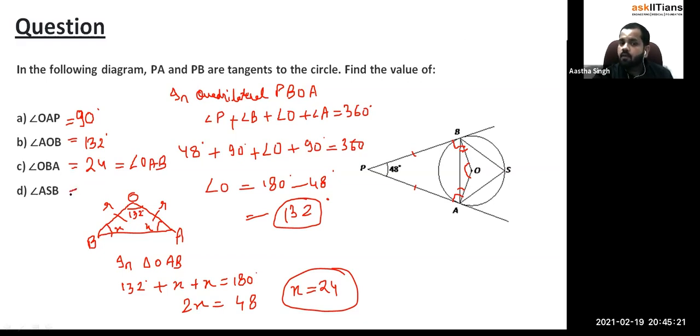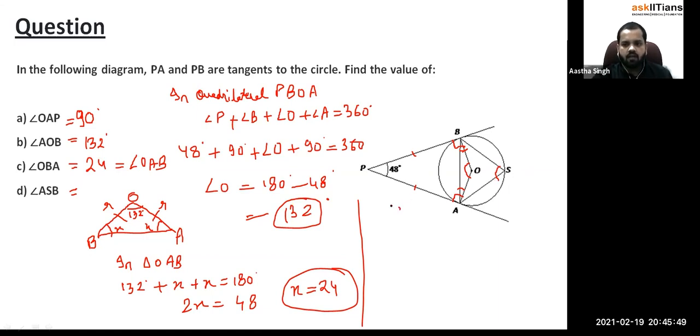The last and very important point for this question, which will make this concept more clear: the question has asked about angle ASB. What will be the angle ASB? Just tell me, guys, what will be the angle ASB? Try to find out. We have already studied this property.